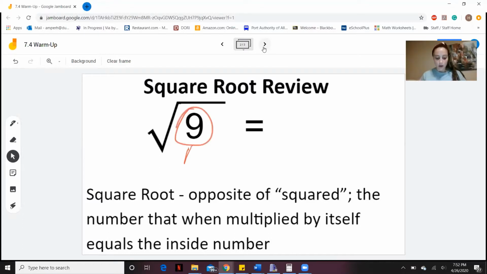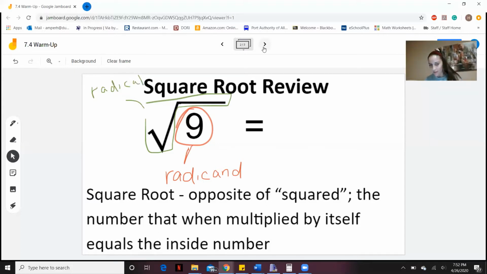So let's talk about terminology. When I say inside number, this is called the radicand. And then this check mark looking thing is called your radical. I apologize for that terrible writing. It was hard to fit it in my iPad here. So the check mark thing is called the radical. The number inside that is being square rooted is the radicand, okay?